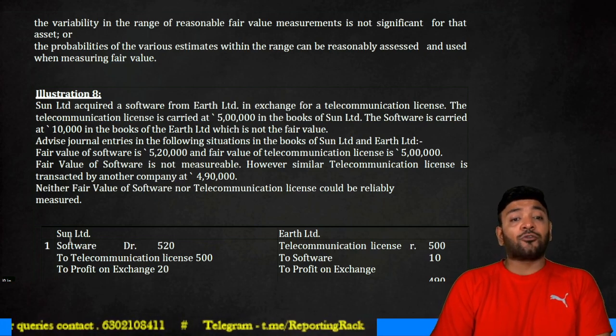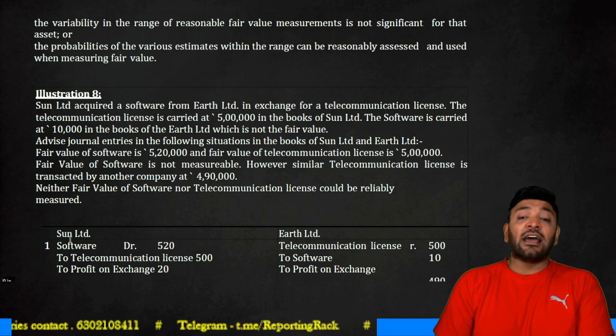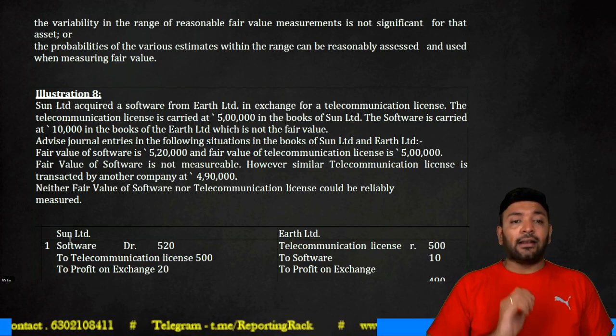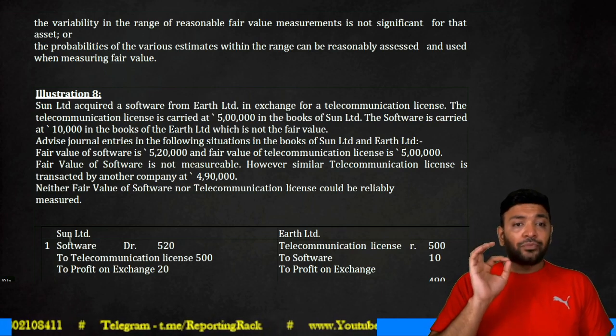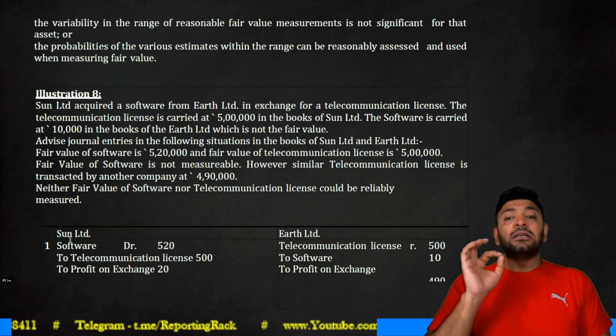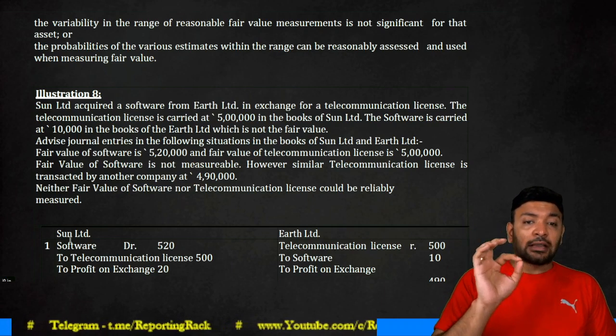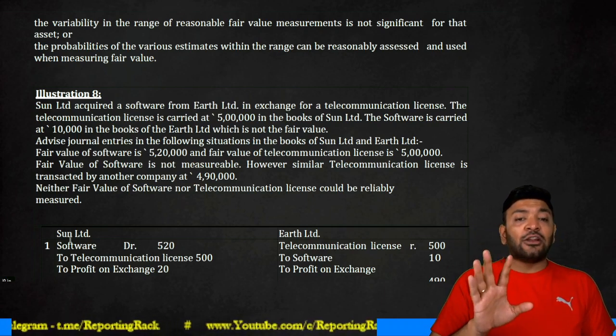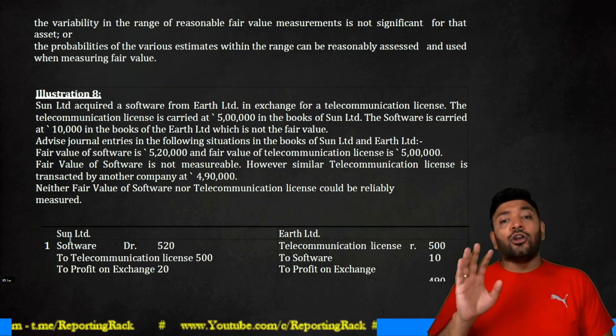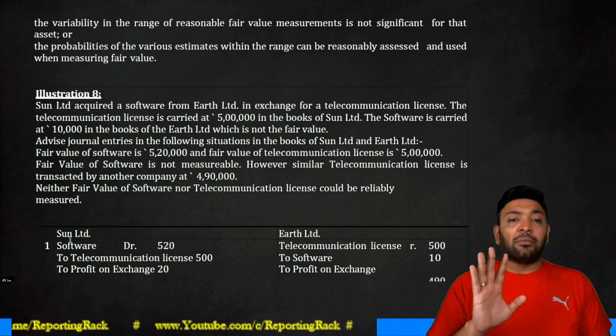Fair value of the software is 520. Fair value of the license is 500. Fair value of software is not measurable. However, similar telecom license can be transacted for 4,90,000. Neither the fair value of software nor the telecom license can be reliably measured.